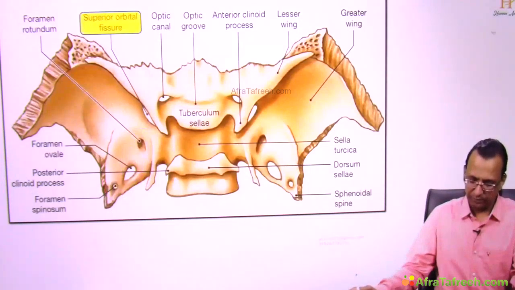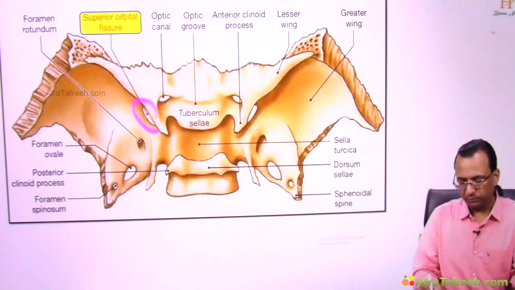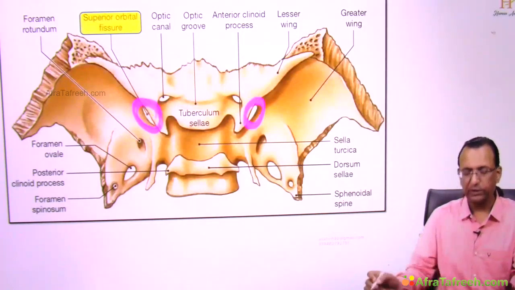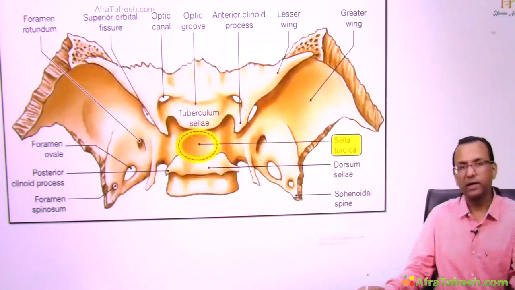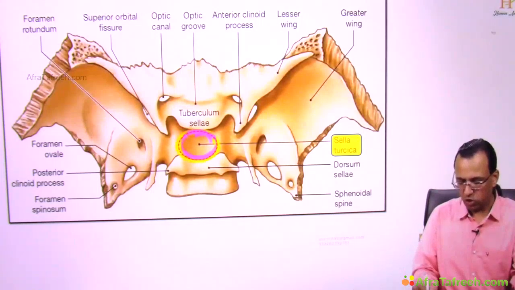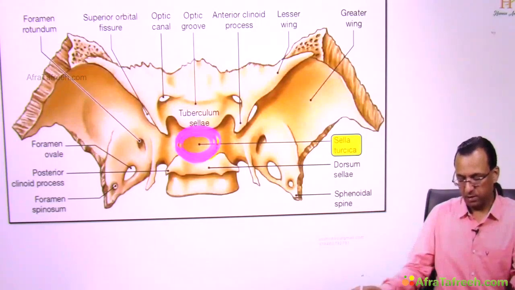And what is this gap? This gap between lesser wing, greater wing. Yes, that is the superior orbital fissure. And what is this? This is the pituitary gland. No, like where do you keep pituitary gland? In the body of sphenoid. Where in the body of sphenoid? That is sella turcica.